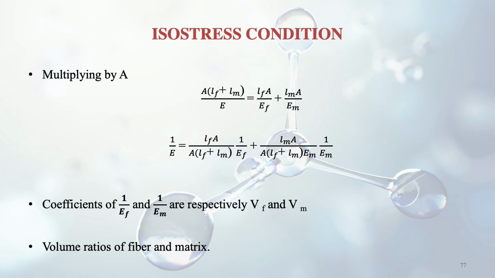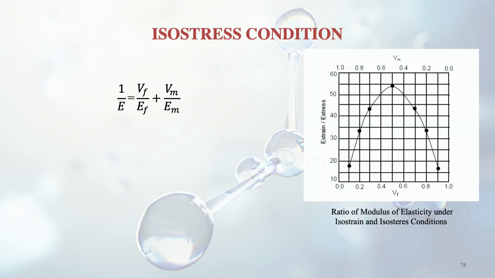Earlier we saw this formula, because you can see that this LF by LF plus LM term is coming. So it is similar to that AF by AF plus AM, and we have the A term also, the cross section. So it is nothing but the volume, LF into A. And further we get 1 by E is equal to VF by EF plus VM by EM. After solving those equations, we get the Young's modulus in this case, which is given as EF into EM by VF into EM plus VM into EF. So this is the Young's modulus in case of the isostress condition.